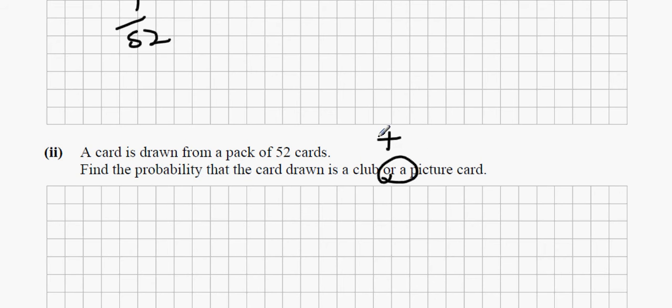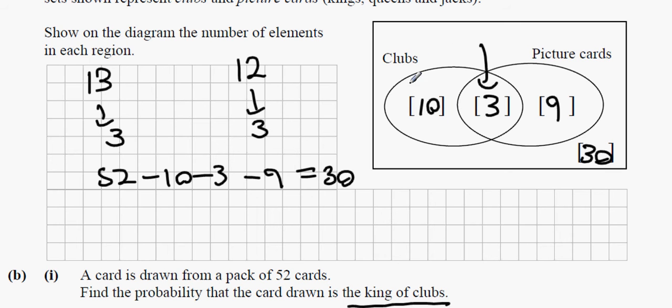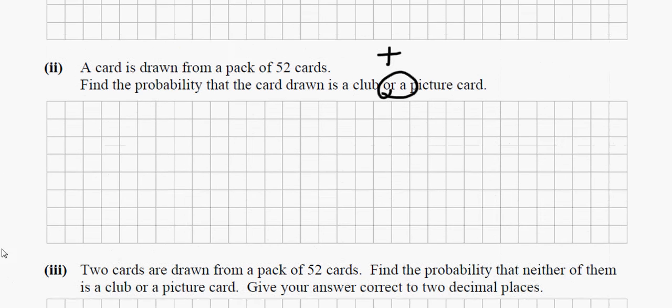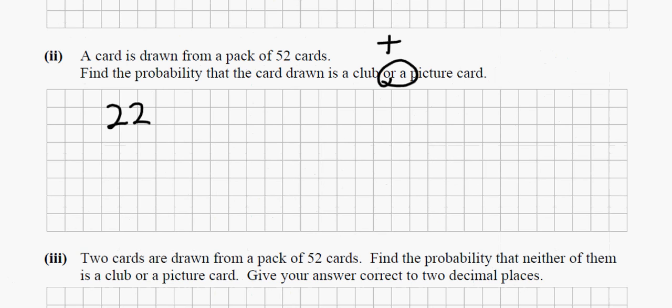Now, it's a club or a picture card. So what we have here is, this is clubs. This is a club and picture card, and a picture card. If we add all these up together, we're going to get 22. Sorry, there's a chance of 10 clubs, and then there's a chance of 3 clubs that are also picture cards at the same time, and then there's a chance of just a picture card only, and this gets you 12. So the answer is 12 out of 52.